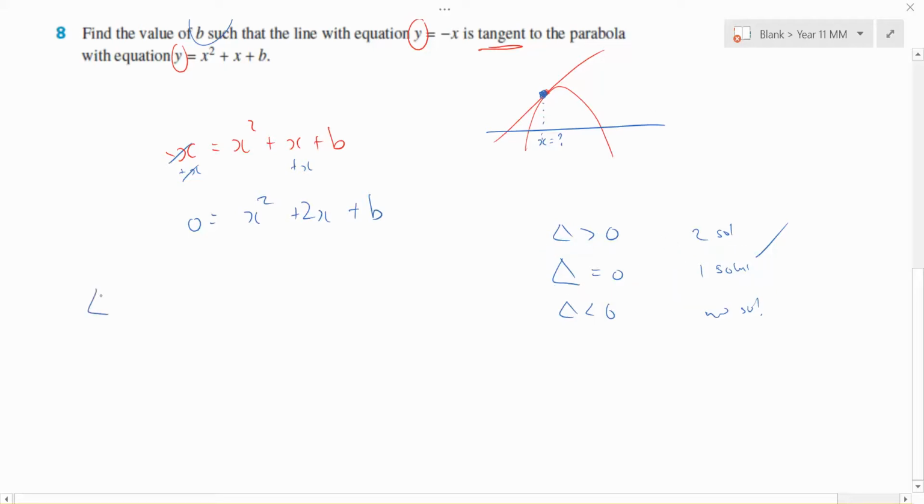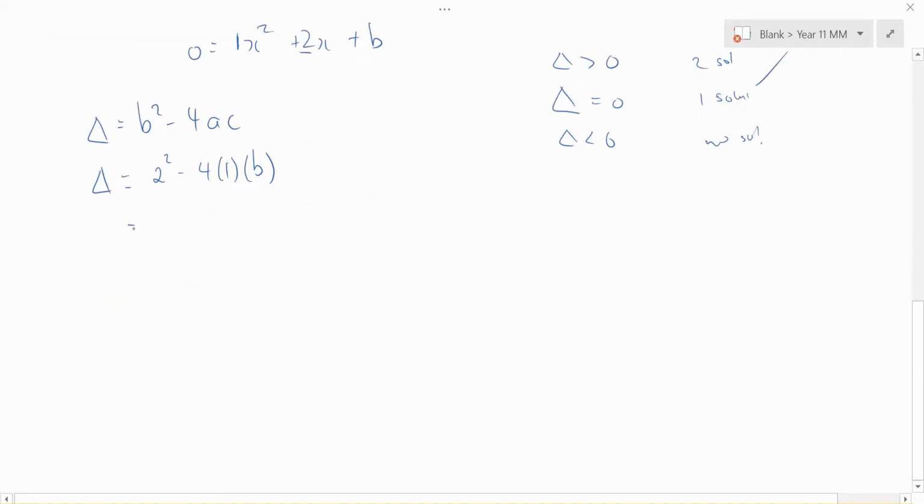So how do you find the discriminant? Remember, b squared minus 4 times a times c. And in our case, b is 2, so that's 2 squared minus 4 times a, which is 1, because we don't write the number, but it's actually 1x squared. And c, which is b. This gives me now 4 minus 4b is equal to the discriminant.